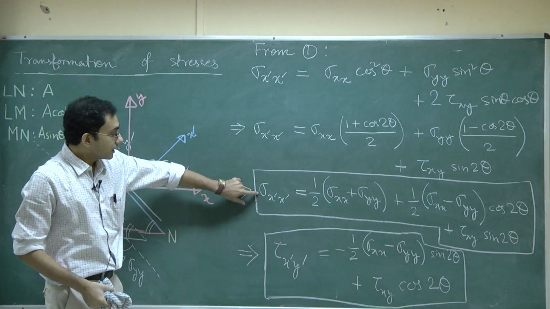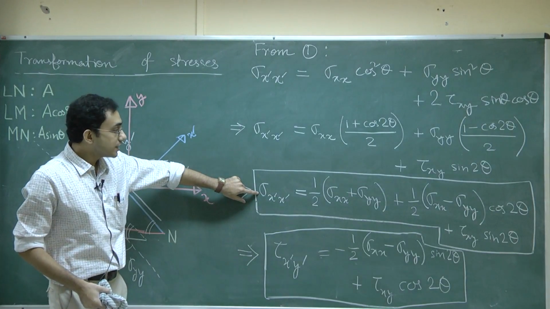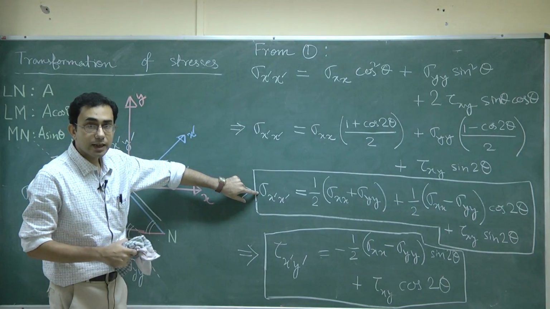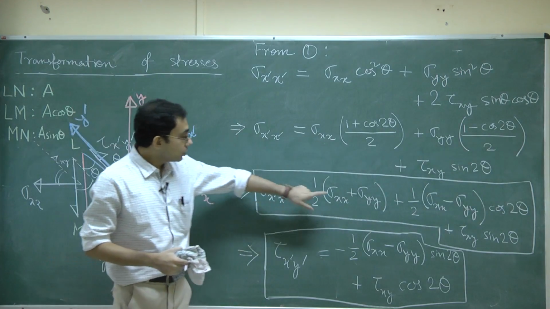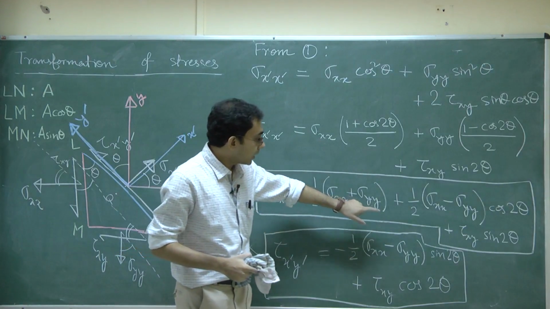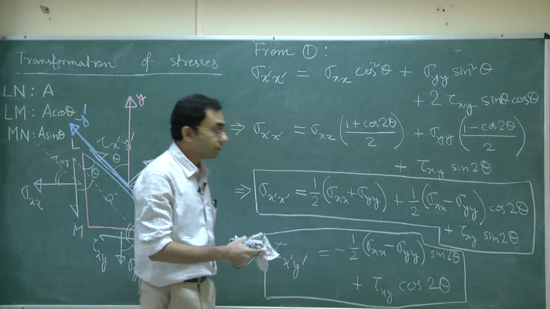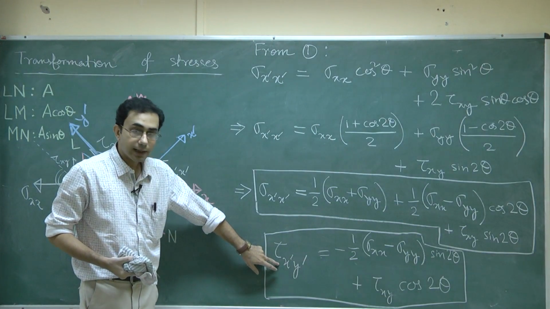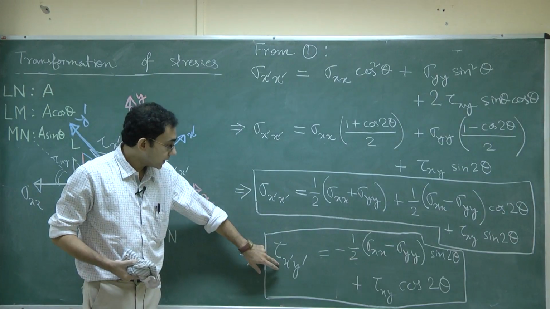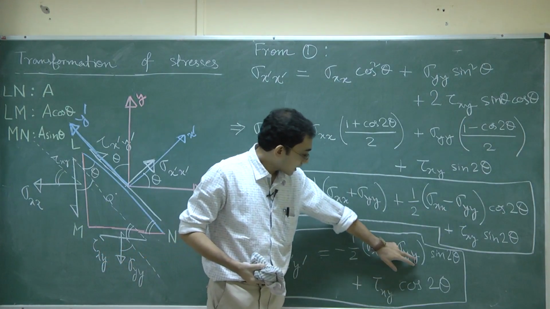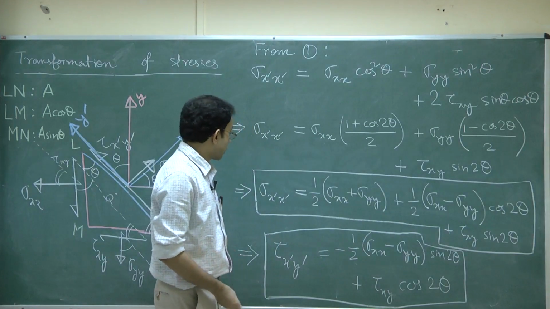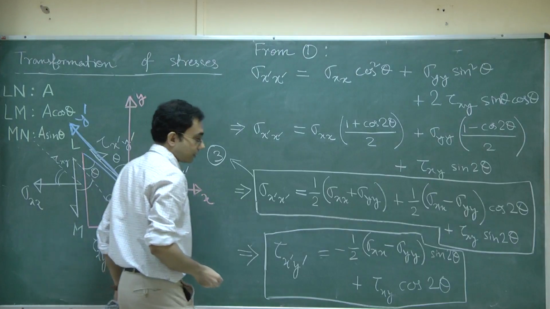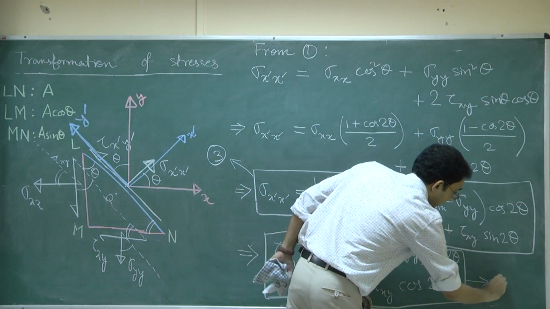the first one gives me the relationship that I was seeking initially between sigma x dash referred to the x dash y dash z dash system to sigma xx, sigma yy and tau xy referred to the xyz coordinate system, and here I have the relationship that I was seeking between tau x dash y dash and sigma xx, sigma yy and tau xy. So I will number this equation as equation number 3 and this final equation as equation number 4.